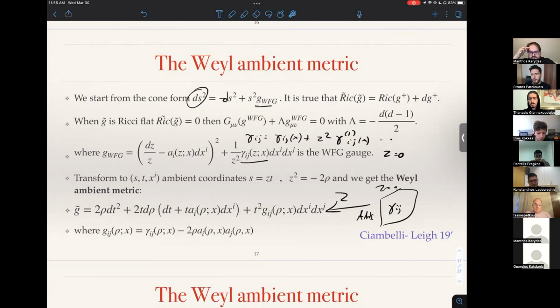So let me, sorry, at this point I should have understood it some years ago, but suppose that the gamma_ij is just Minkowski. Yes.